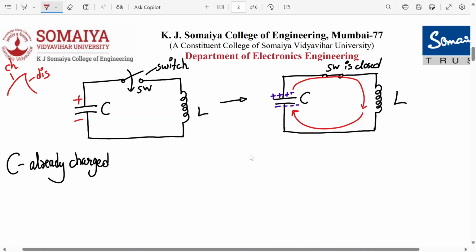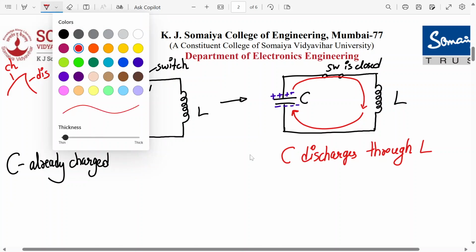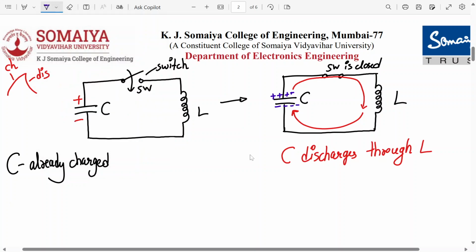Alright. So here we can say C discharges through L because the switch is closed. The capacitor was first charged, holding all the charges. Now it's releasing all the charges. So the capacitor is discharging, and at the same time there is a current flowing in the circuit, IL, the current flowing through the inductor. This is called the discharging current.